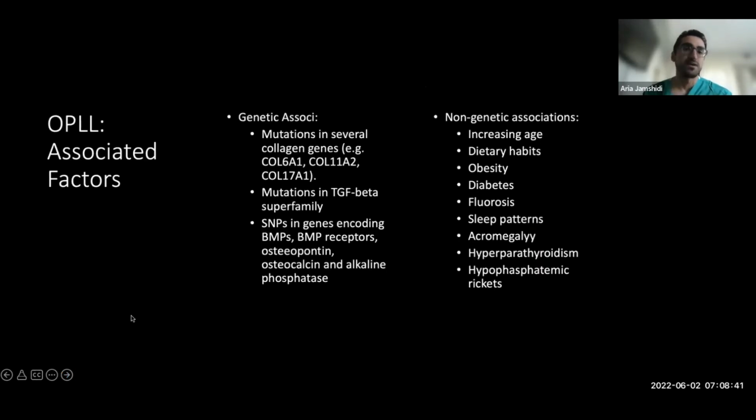Other associated factors that have been linked to the formation of OPLL: obviously the genetic associations that we talked about, like BMP and BMP receptors. There are also several collagen genes that have been associated with it, as well as the TGF beta family. Some interesting non-genetic associations: things like increasing age, which seems somewhat obvious, but then obesity and diabetes have also been closely linked to the progression and development of OPLL.